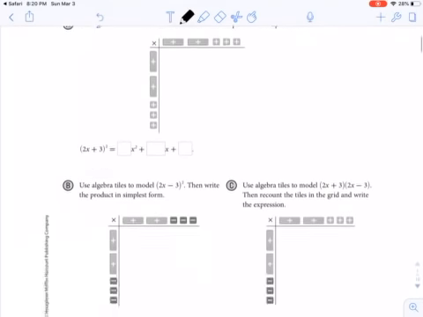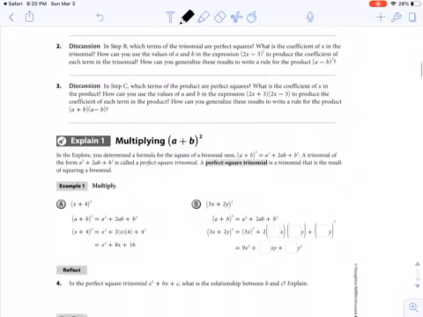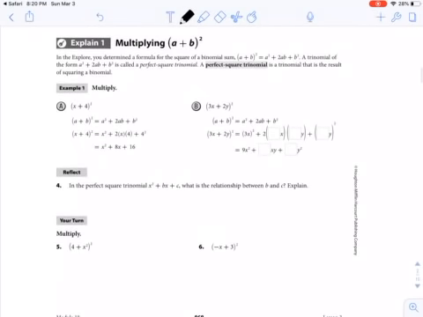So let's go ahead and go down to page 868, and we're going to start right here with explain 1. And we're going to look at multiplying a plus b squared, okay? So in the Explorer, they determined a formula for the square of a binomial sum. So the quantity of a plus b squared equals a squared plus 2ab plus b squared.